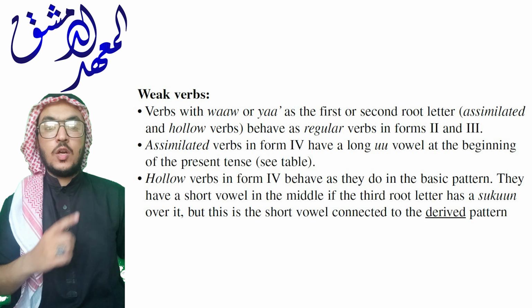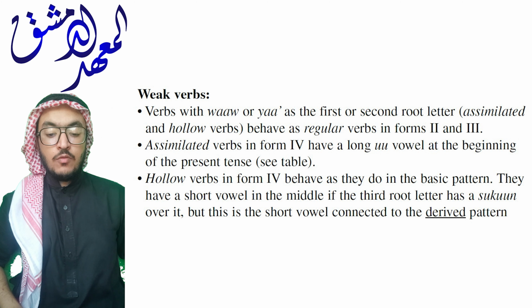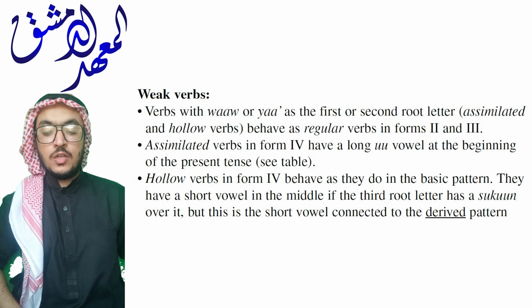And now we have weak verbs. Weak verbs with waw or ya as the first or second root letter behave as regular verbs in form 2 and 3. Assimilated verbs in form 4 have a long u vowel at the beginning of the present verbs. Hollow verbs in form 4 behave as they do in the basic pattern. They follow a short vowel in the middle.